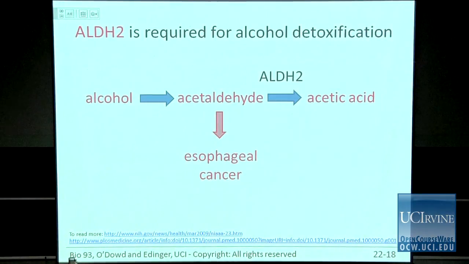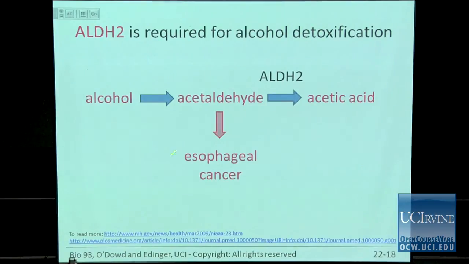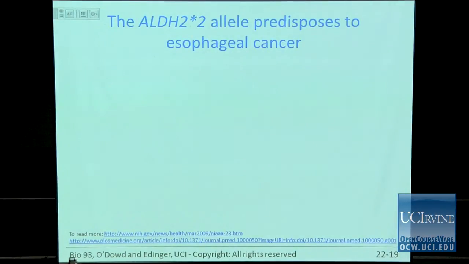So I'm going to tell you why this happens. When you detoxify alcohol, there's 2 enzymes you need. Alcohol dehydrogenase takes alcohol to acetaldehyde. Then acetaldehyde dehydrogenase 2 converts acetaldehyde to acetic acid, and then it's not so harmful. Acetaldehyde is a lot like formaldehyde, the thing that you pickle organisms in jars with. It's nasty stuff, carcinogenic, and it tends to cause esophageal cancer. So what does this have to do with genetics?